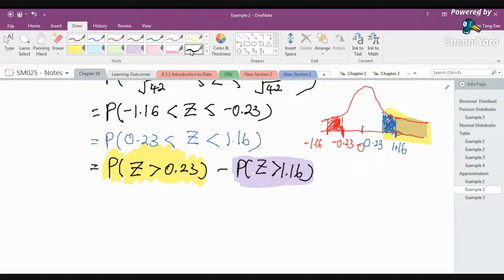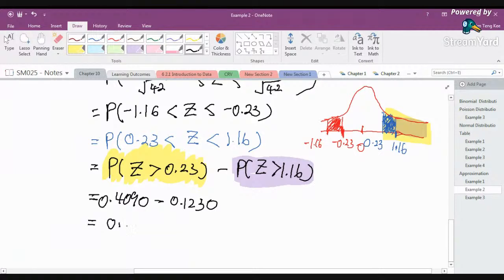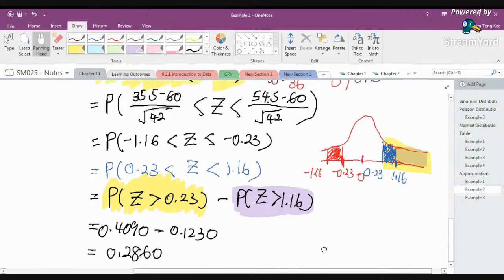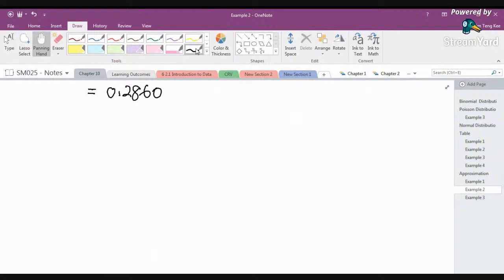Now refer to the statistical table. You have the answer 0.4090 minus 0.123. As a result, I have 0.2860. So that is the answer for D. Proceed. E.